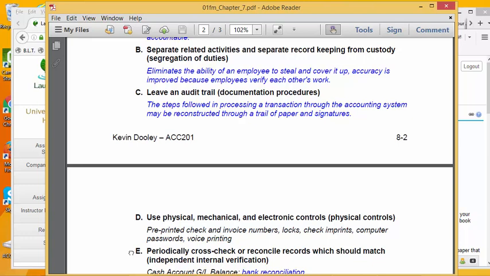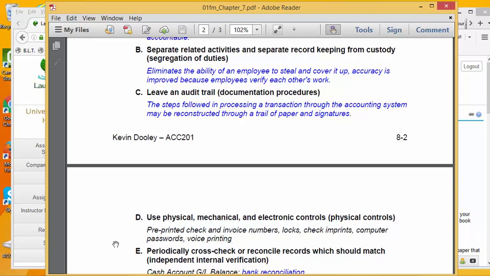There is also some old technology that's still in use that can be very effective that essentially makes a check impossible to alter. Computer passwords that are good passwords, and things like voice printing or retinal scanning or whatever. So those are physical controls that help you maintain internal control over your accounting function and custody of your assets.